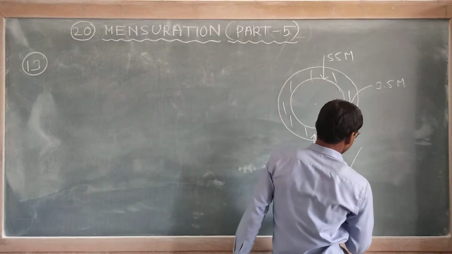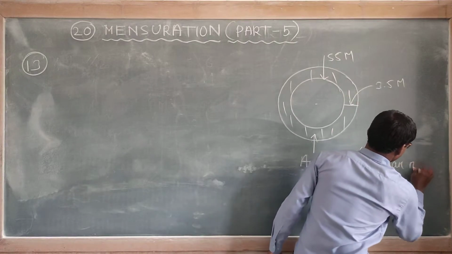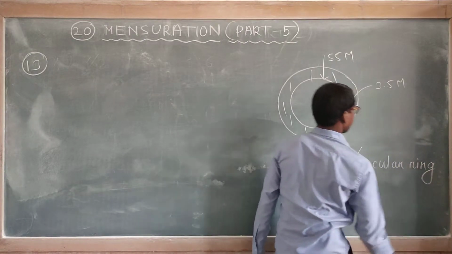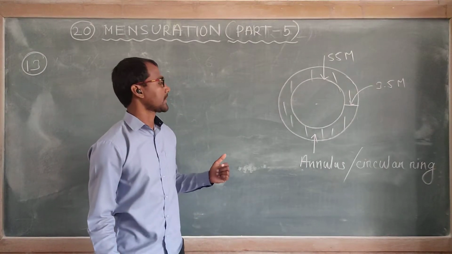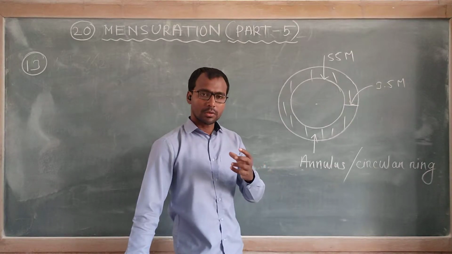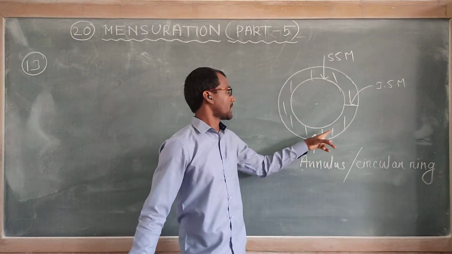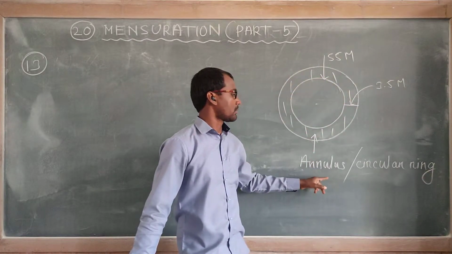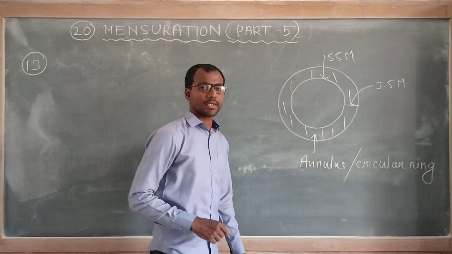Annulus of the two circles. The two circles are said to be concentric because they have the same center, and the region bounded in between the two circles, that is the shaded region, is called annulus or circular ring. Now, how to find its area? See.